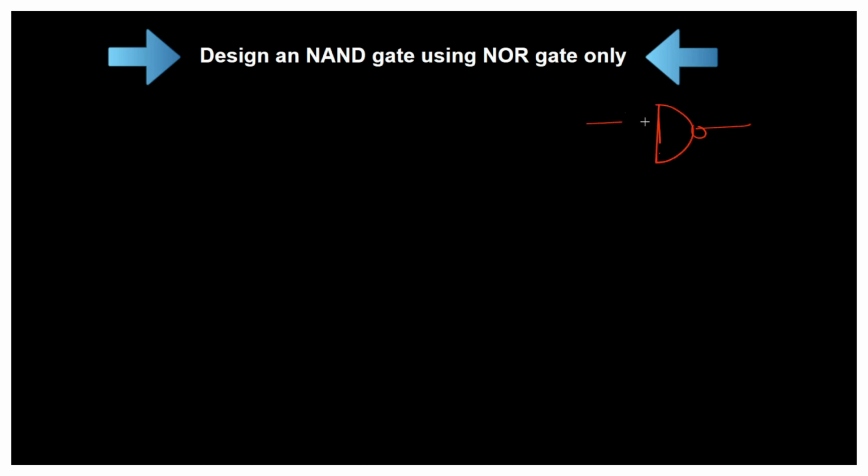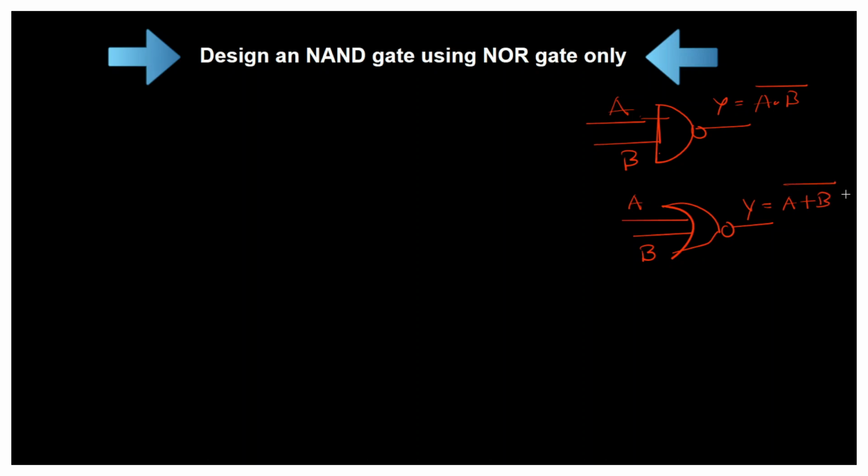So this is a NAND gate and its output is normally Y equals (A dot B) complement, and this is a NOR gate, and the output of a NOR gate gives you (A plus B) complement. So the question is design a NAND gate using NOR gate only. So we need to construct a NAND gate using NOR gate only.